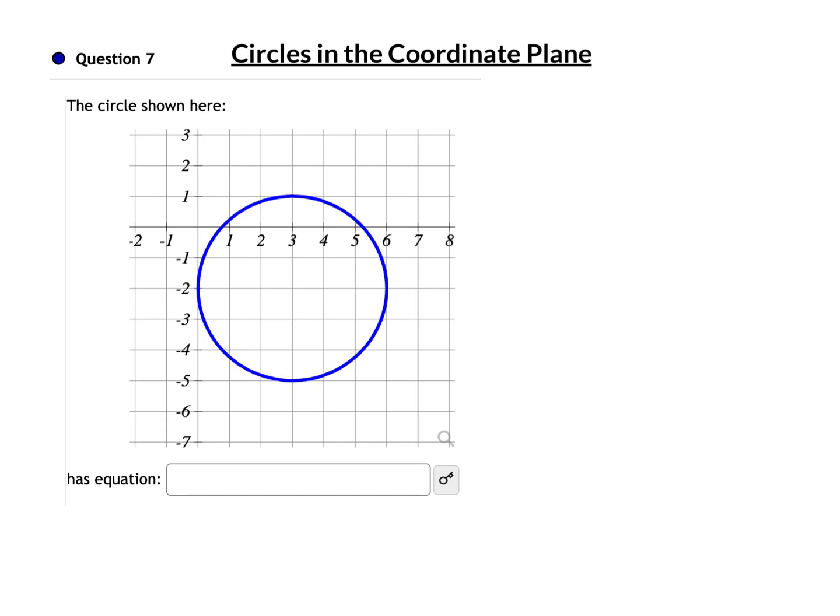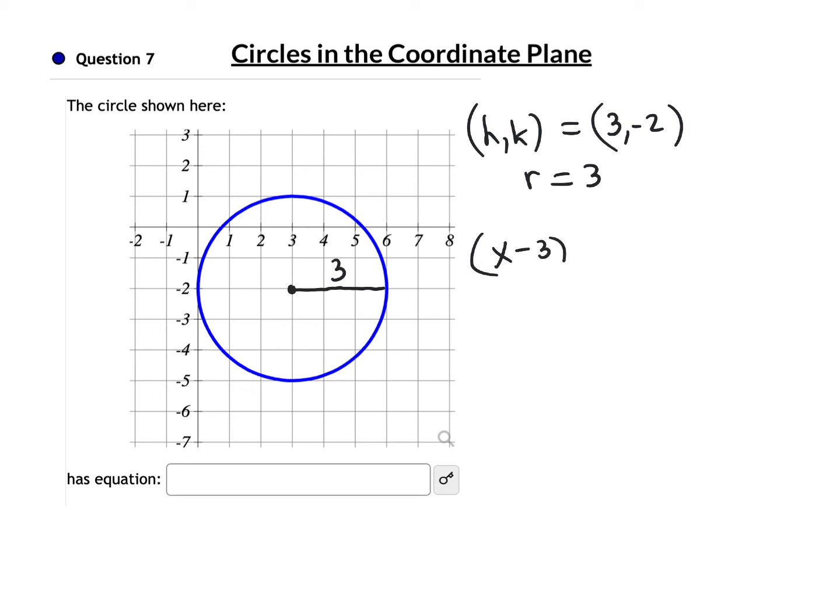Question 7 is another find the equation. Find the center of the circle. The h, k is 3, negative 2. The radius is 3. It'll be x minus h, x minus 3 squared, y minus k, y minus negative 2 is y plus 2, double negative, equals r squared, which is 9.